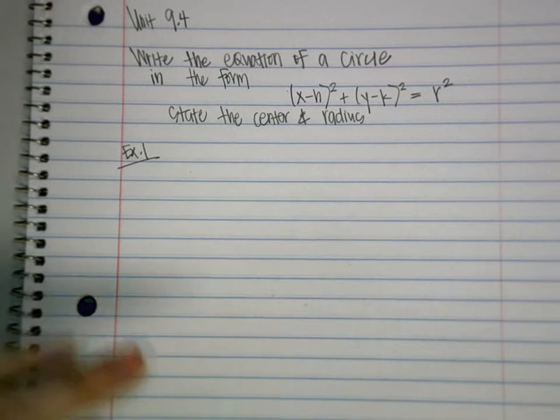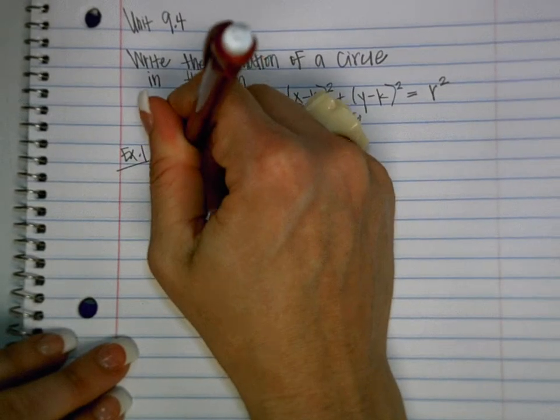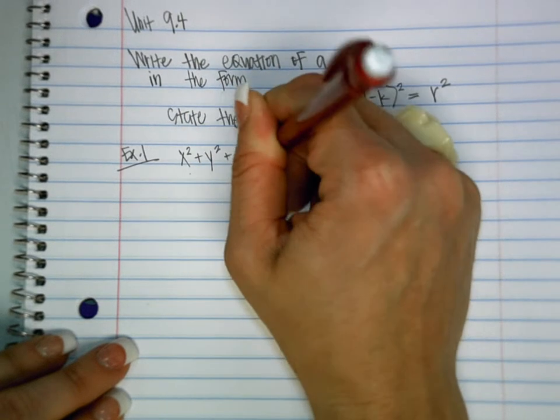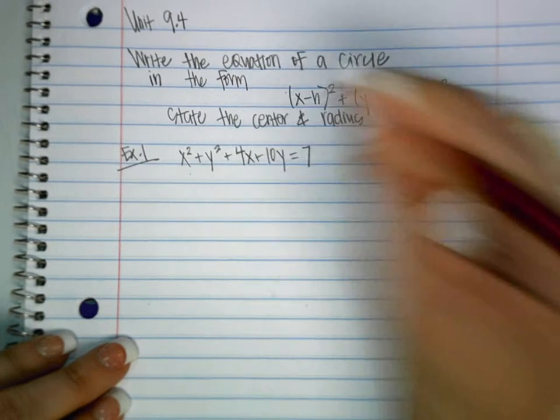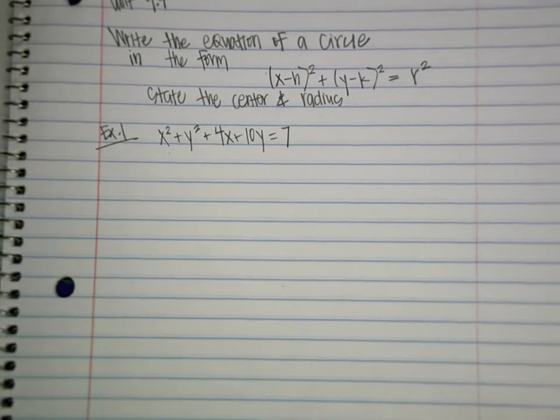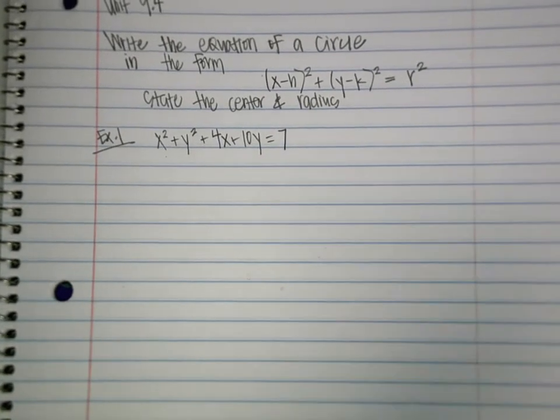For number 1, if I give you the equation x squared plus y squared plus 4x plus 10y equals 7, I would like you to state the center and radius of this circle. Before we can do that, we're going to go back to 9.2 and think of that.